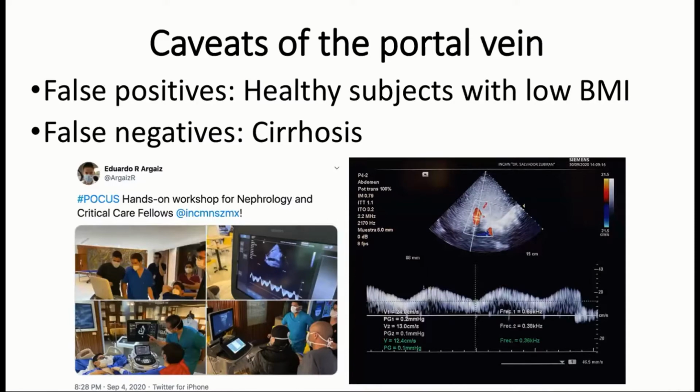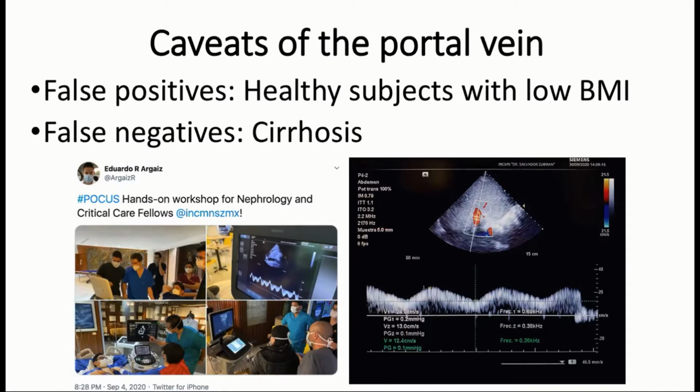One of the most important is false positives. We see a lot of portal vein pulsatility in healthy subjects with low BMI that have no heart failure and no venous congestion. For example, in this workshop that we do at our institution where we teach residents to perform this VExUS exam, it is very frequent that we use medical students as models. And they tend to be relatively young and healthy and thin, and so it's not infrequent that we see this. This is actually a portal vein from one of these medical students. We see portal vein pulsatility even greater than 50%.